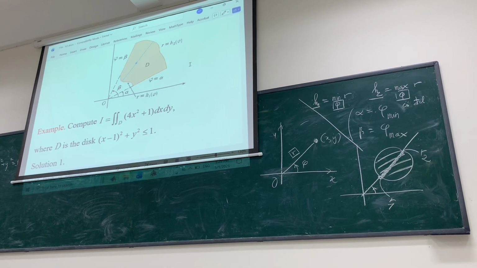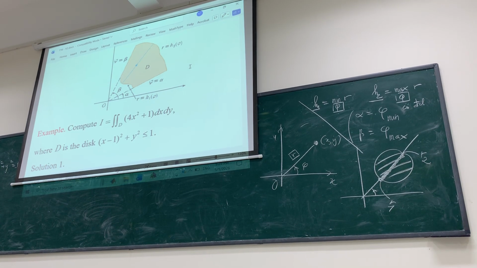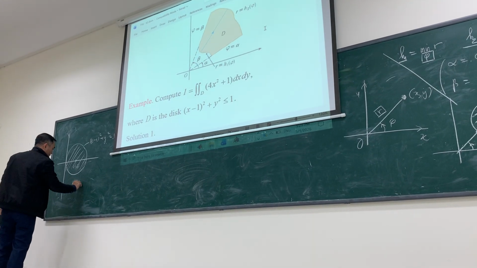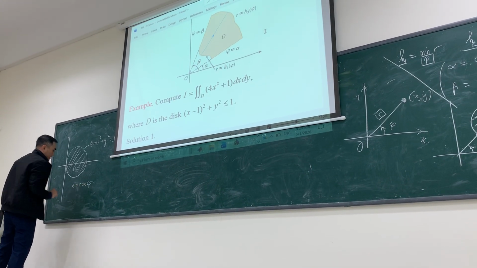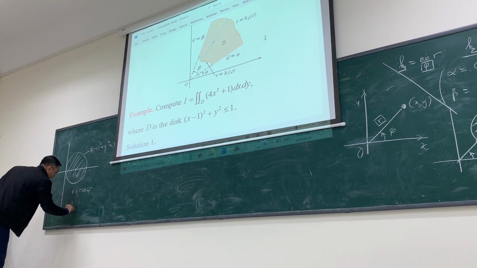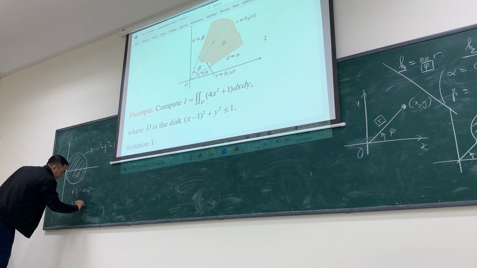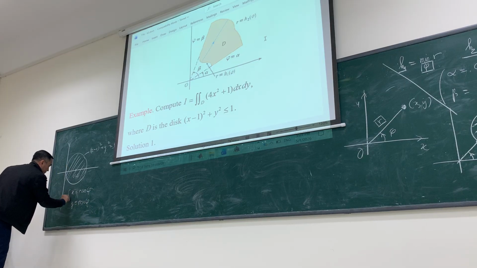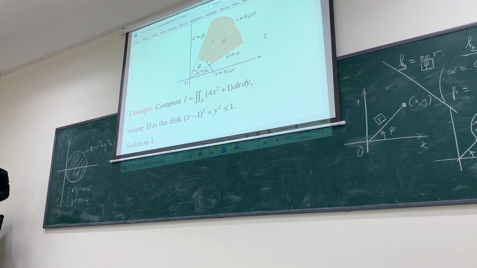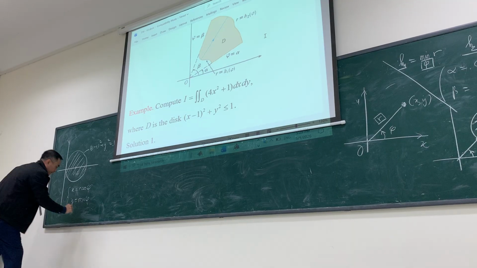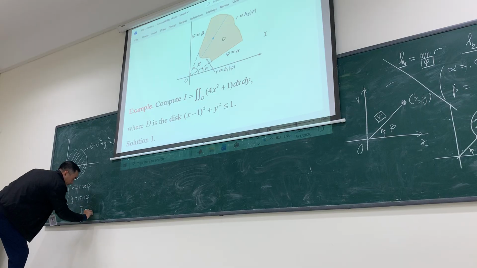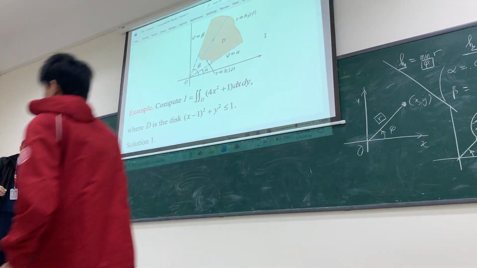I think we need to change variable. We use the polar coordinates: x equals r cosine phi, y equals r sine phi. Okay, I think in that way we can estimate the determinant, is equal.